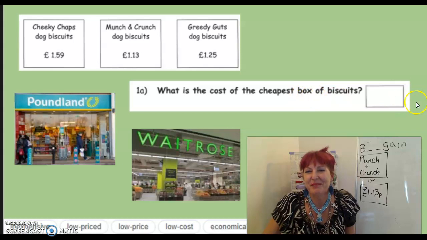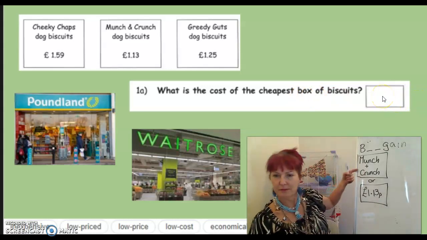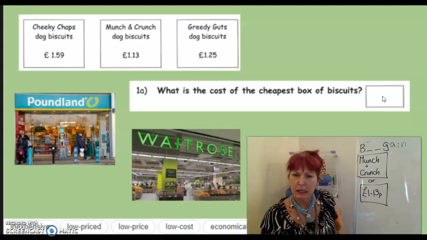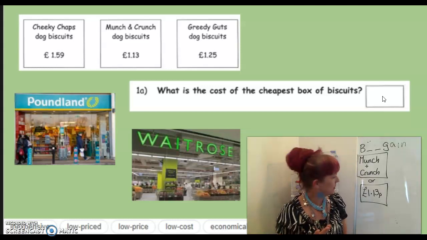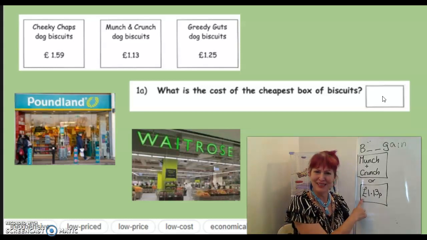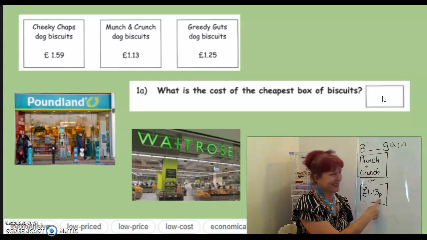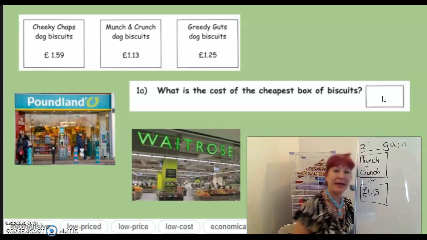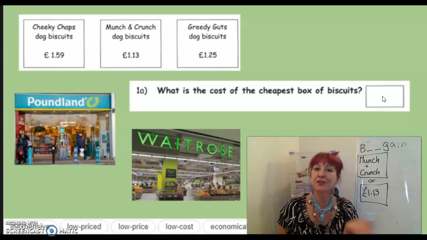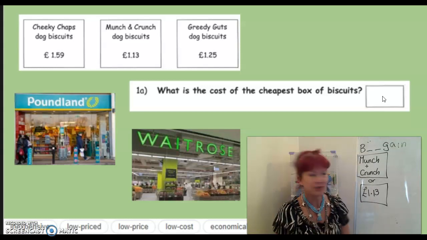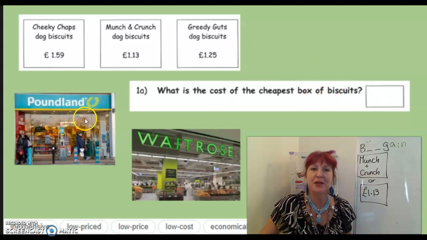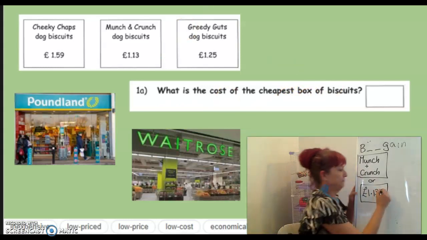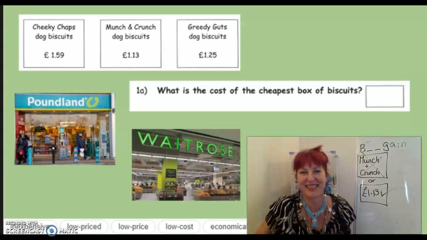What is the cost of the cheapest biscuits? What did you write? Did you write Munch and Crunch? Or did you write, oh my goodness, look at my bottom one. What's wrong with that? I've got a pound sign and a P sign. That's not right. I'm going to get rid of that P quick. Money is either expressed in pounds or in pennies. So which is right, top or bottom? I hope you said bottom. £1.13 is the cost of the cheapest box of biscuits. Pardon. So cross that one out.